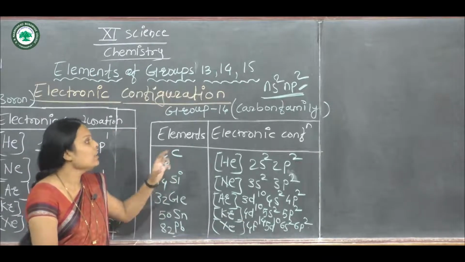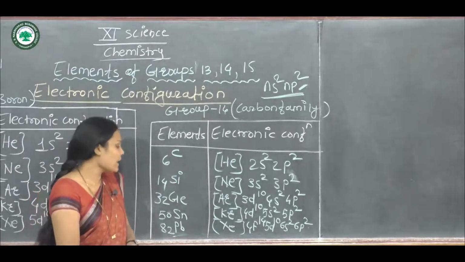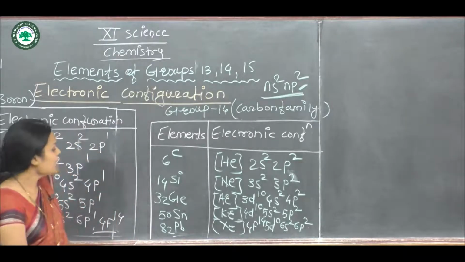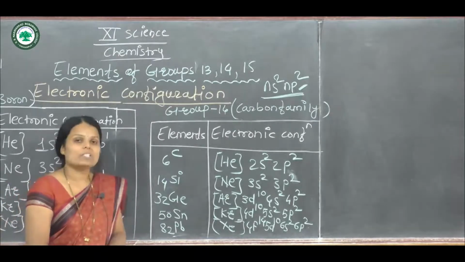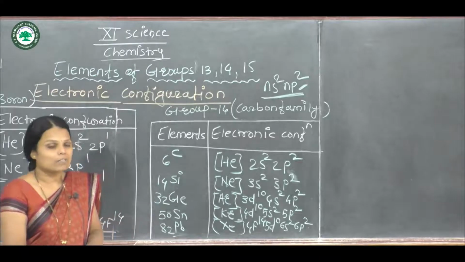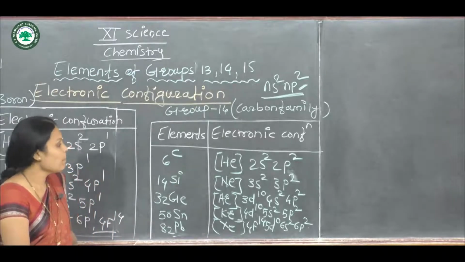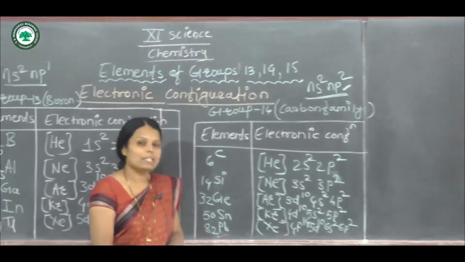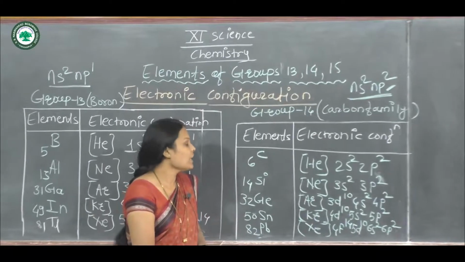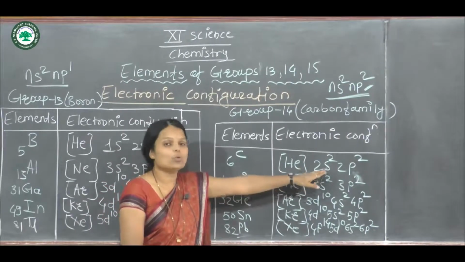Now this is the carbon family, and in that carbon family there are 5 elements. The first element is carbon, and that's why its name is the carbon family. Its atomic number is 6, and its electronic configuration is 2s2 2p2.